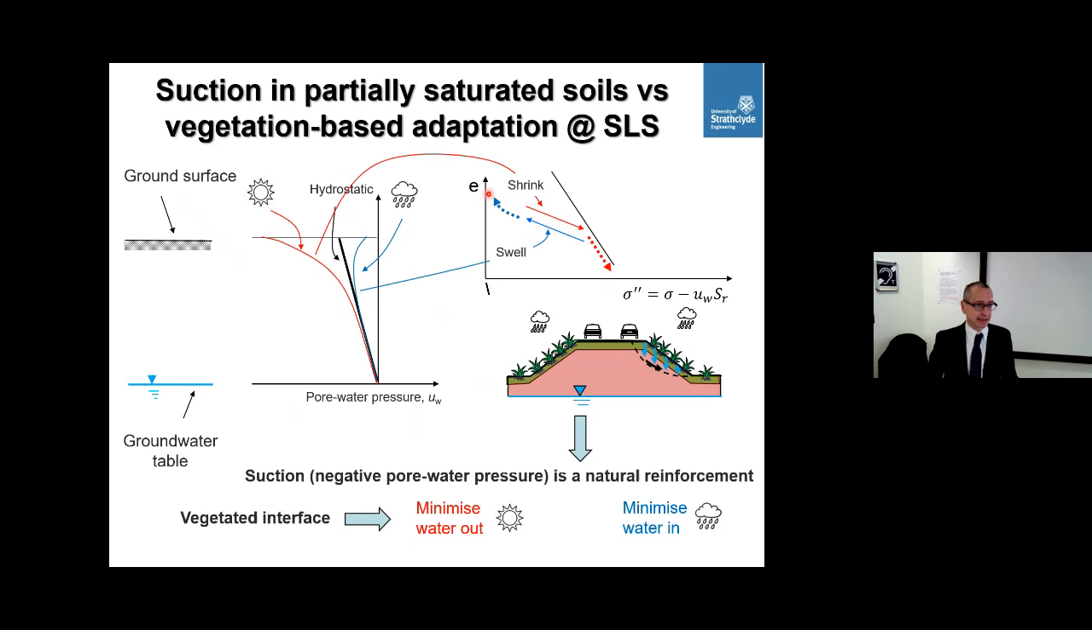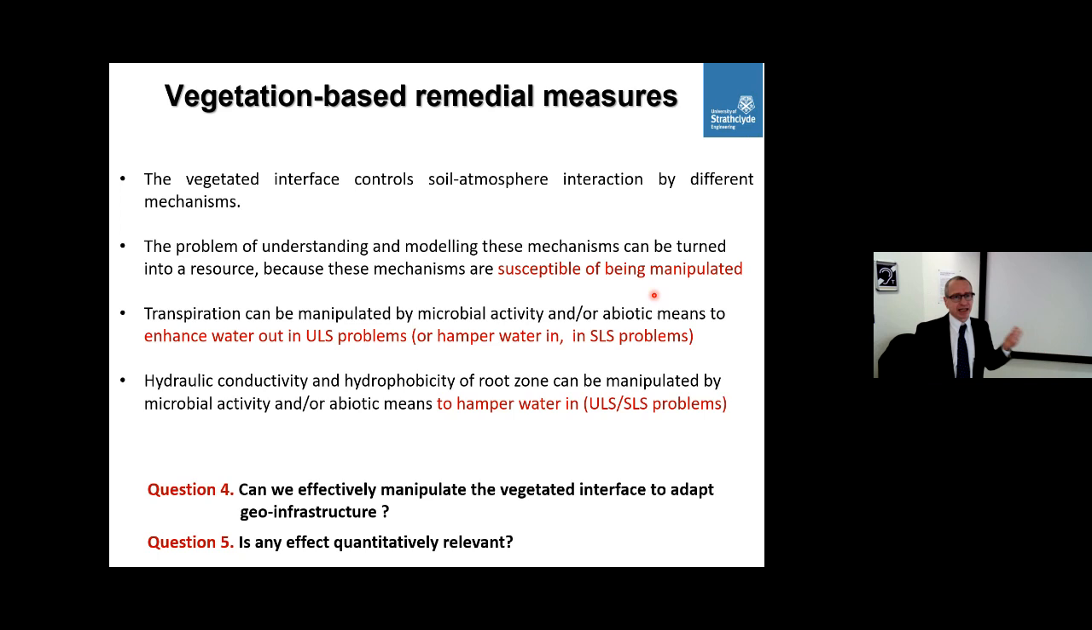So if you have this problem in mind, you would like always to stay here, which means that for that type of problem, you would like to minimize both. You would like to minimize water in because it's getting you this side, and you would like to minimize water out because it's getting you this side here. Why is vegetation interesting? First of all, the vegetation is controlling the climate interaction. The interest in the vegetation is that it's controlling water in and water out, but that's a system that is susceptible of being manipulated.